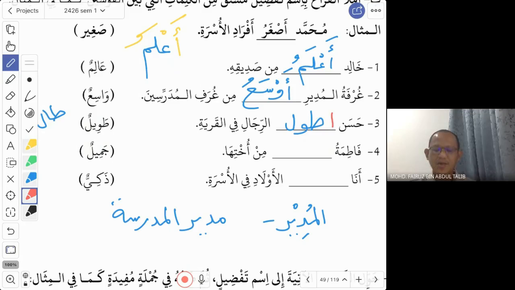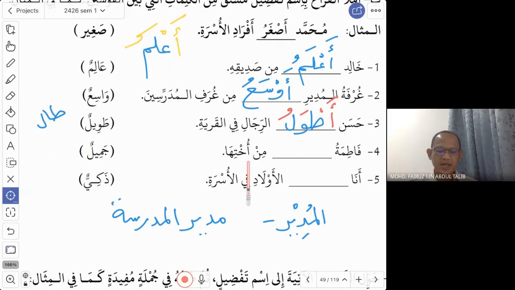Atwalu. Good, yes, atwalu. So this is the jumlah: Hasan atwalu rajul, atwalu rijal. The tallest man in Korea. Fatima min ukhtiha. Okay, yes, we had this word before. Fatima is more beautiful than her sister, min ukhtiha. So min is not "from" here.